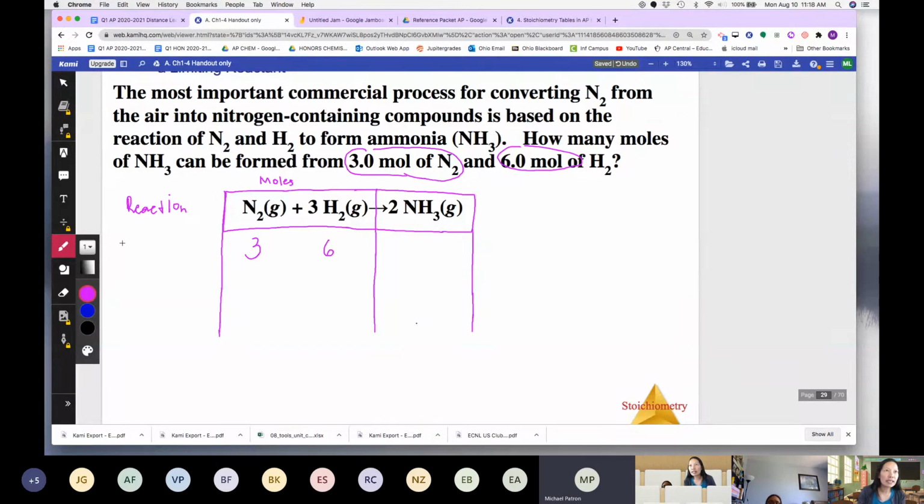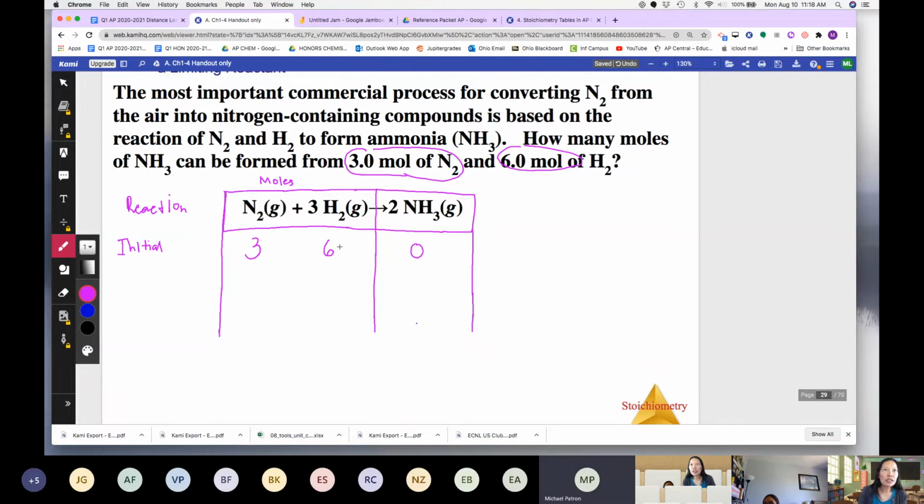This is called initial. So I'm going to put initial. That means in the beginning, they mix these two things in the beaker, right? Did they put any ammonia in the beaker, according to the question? No. Just put a 0 there, because they didn't give me a number for it, so that means they didn't put any in there.